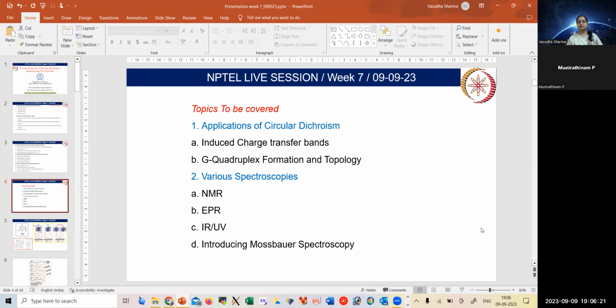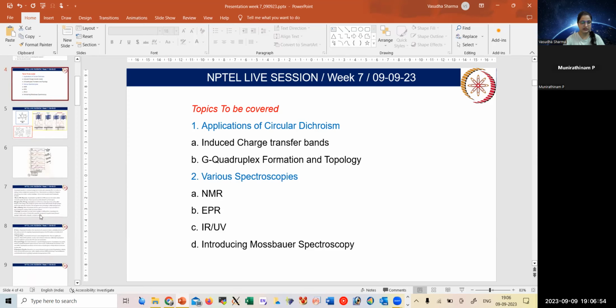Second, since we have to shift from circular dichroism, we'll be touching upon Mössbauer spectroscopy, which is the second half of this course. Before starting that, to understand the spectroscopy terminology, we'll give a little description of NMR, EPR, IR, UV, all the other spectroscopies which we use on a daily basis in our research labs for characterization purposes. So let's start with the applications of circular dichroism.